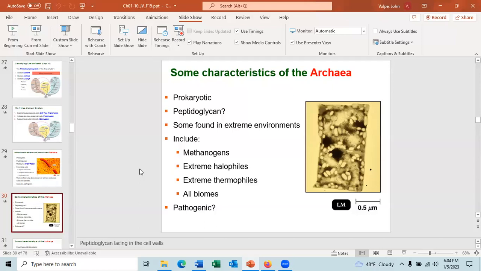However, only some of them are found in extreme environments. We do find members of the domain archaea in all of the biomes on the planet. So wherever we look, we find the domain archaea. They are found in significant numbers in the soil and in the plankton of the ocean, where a significant number of the cells are from archaea. Any question about any of that?